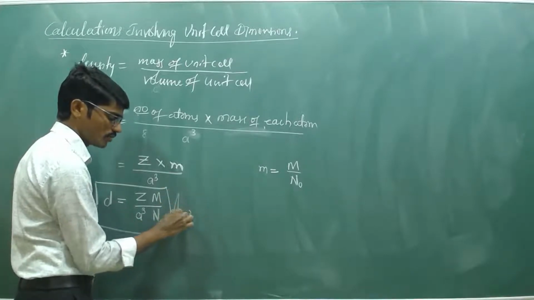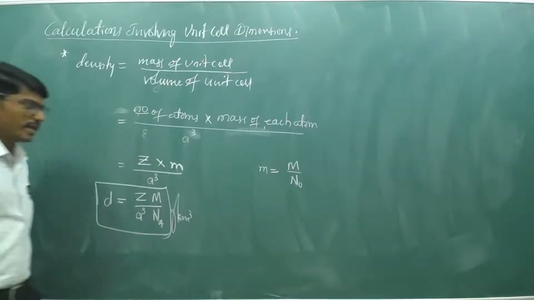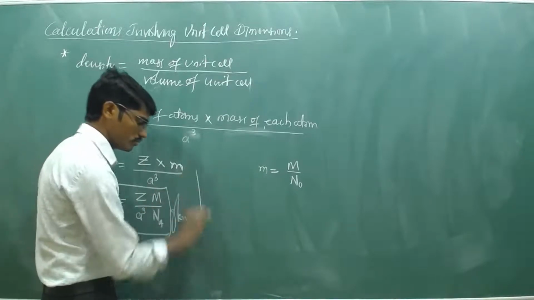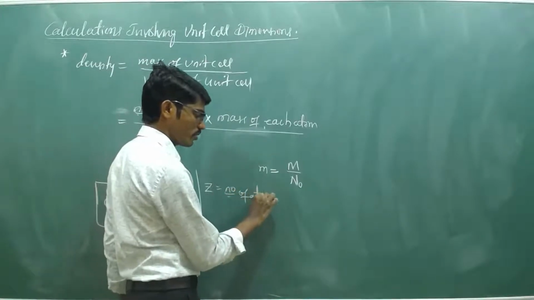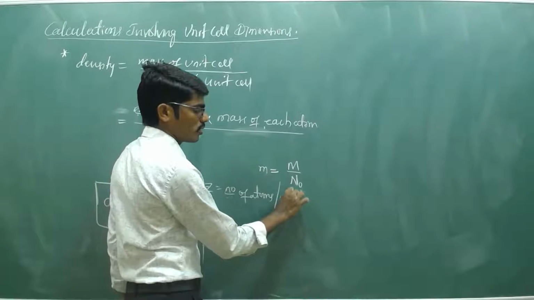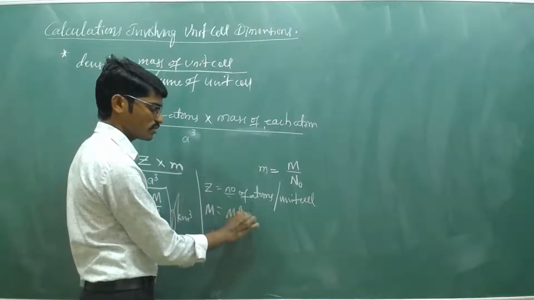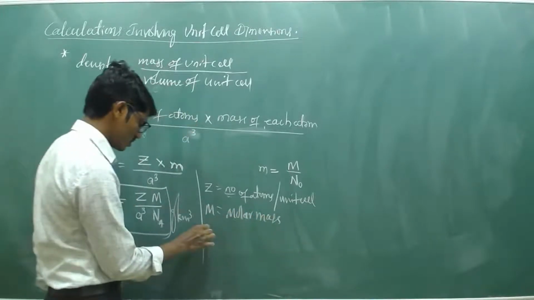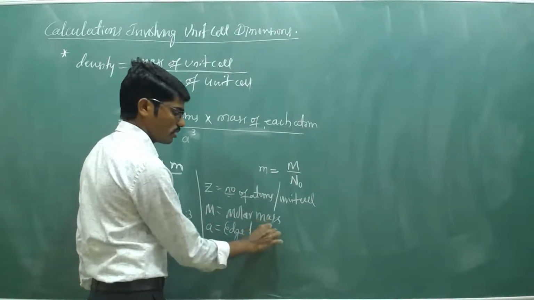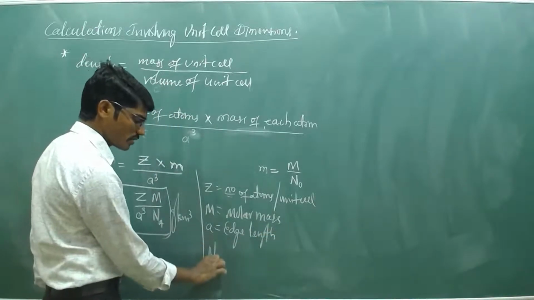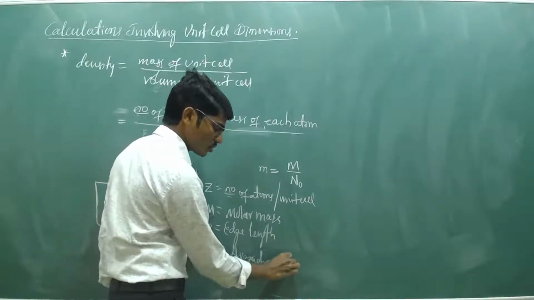grams per cm cubed, where in this formula Z represents number of atoms per unit cell, capital M is the molar mass, a represents edge length, and Na represents Avogadro's number.